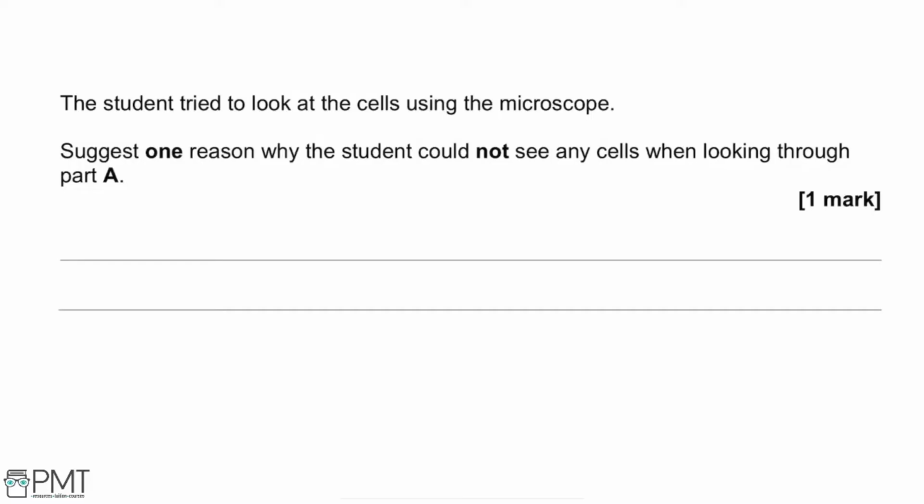The student tried to look at the cells using the microscope. Suggest 1 reason why the student could not see any cells when looking through part A, and this is worth 1 mark. So most of the potential answers for this question will be to do with how different parts of the microscope are positioned. It could be that there are no cells in the field of view, so that's to do with where the student has focused.